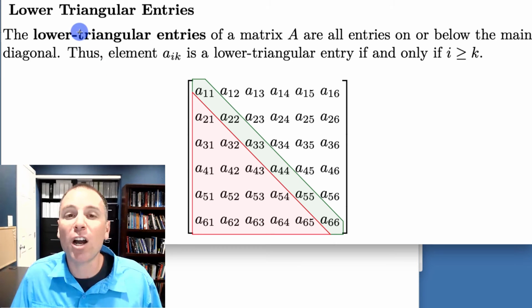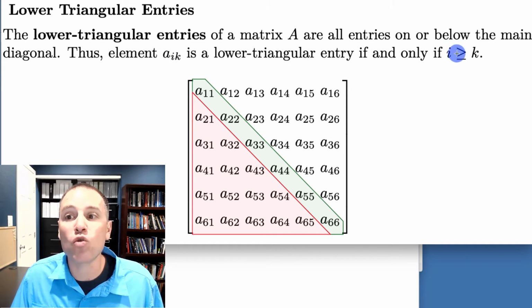Next thing we're going to do is talk about the lower triangular entries of a matrix. We say that an element A sub ik is a lower triangular entry if it is on or below the main diagonal of the matrix A. In other words, we say A_ik is a lower triangular entry if and only if the row index is greater than or equal to the column index.